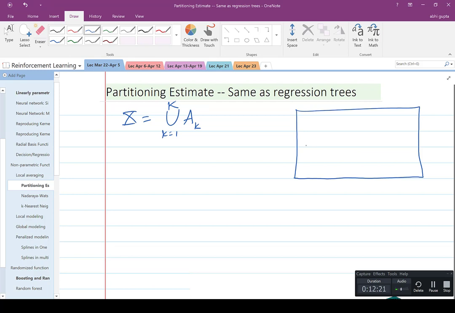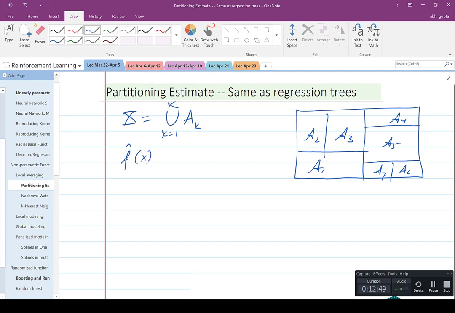So what I'm saying is, in regression trees, the way we had talked about, you essentially divide the state space into rectangular regions, and you make sure that the function is constant within each rectangular region. Okay, so this is your A1, this is your A2, this is your A3, A4, A5, A6, A7. So the function f hat is constant in each region.